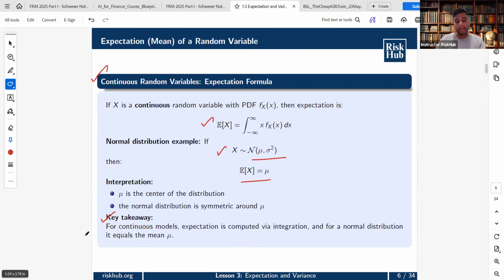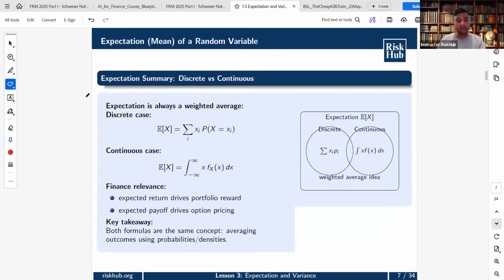Fine. Then we get into the next part, which is the expectation summary, discrete versus continuous. This is a summary. The slide compares the two formulas, which are given. Discrete case, formula is given. Continuous case, formula is given. You compare both of them. Core idea: both formulas are actually identical. The only difference is that discrete is a weighted sum, continuous is a weighted integral. Conceptually, they are the same thing.